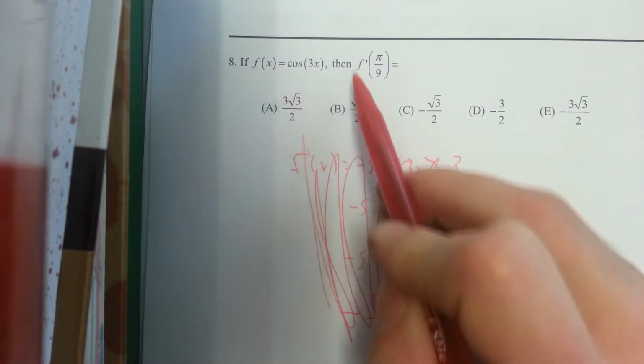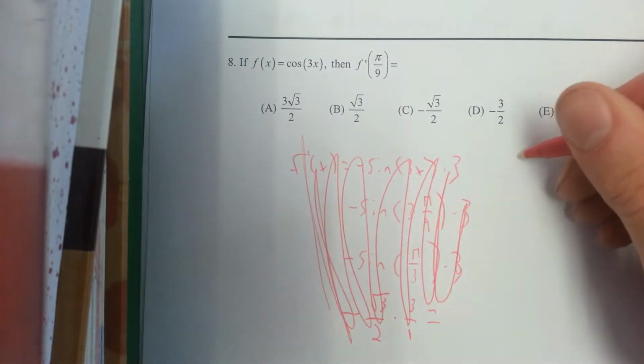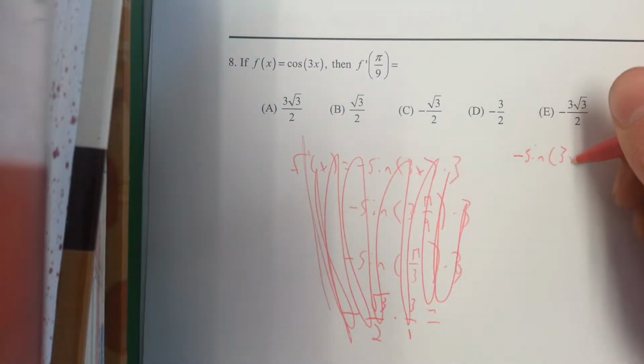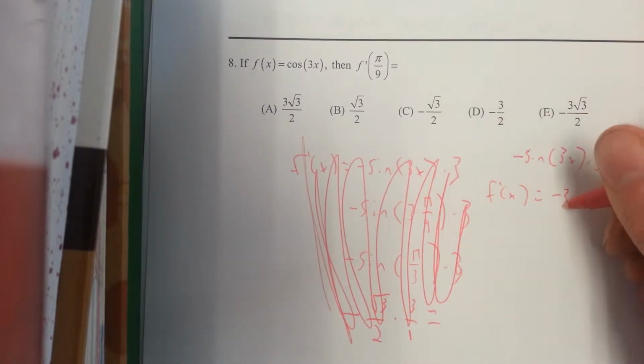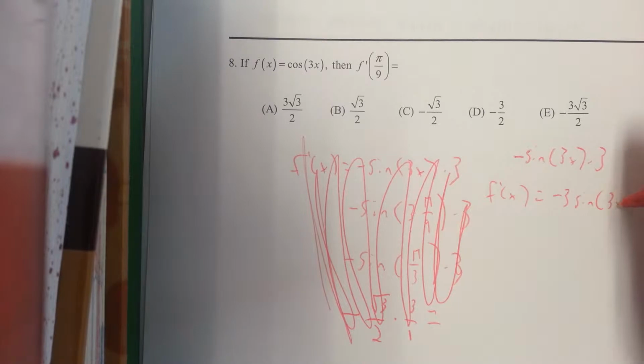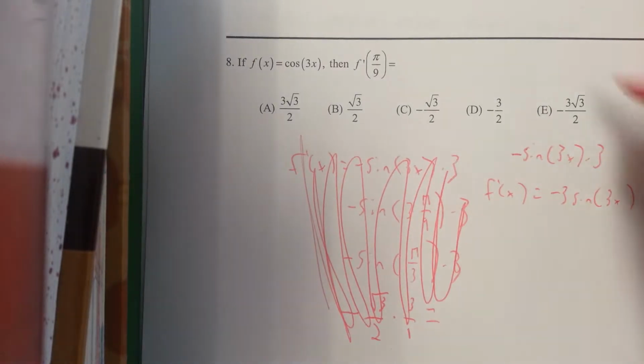Okay, so this is the original function. We want the derivative. Derivative of cosine, negative sine. Should be a piece of cake. Negative sine of 3x. Wait a second, chain rule, times 3. So the derivative is negative 3 sine 3x. Oh, great, I got the derivative.